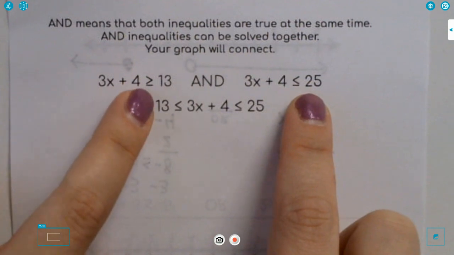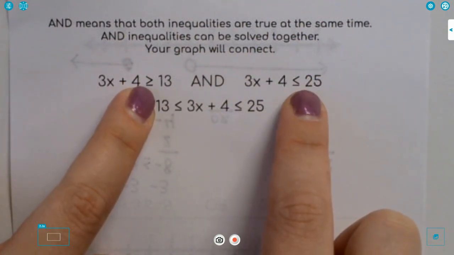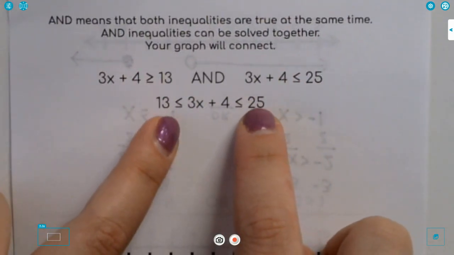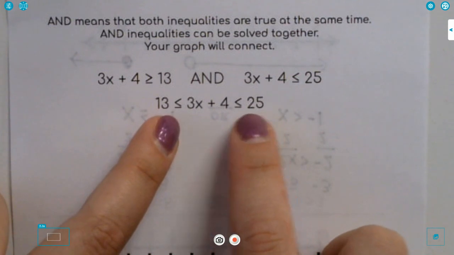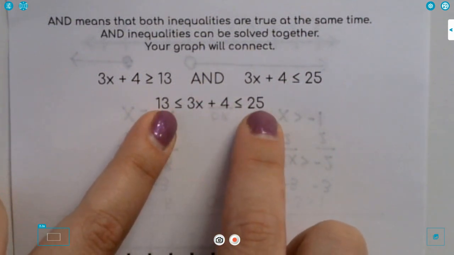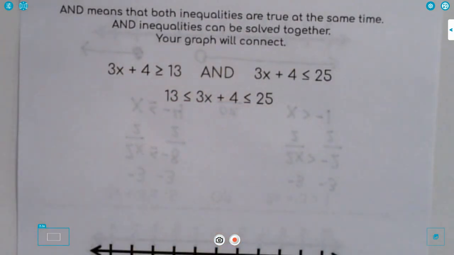Because if we are greater than or equal to 13 and less than or equal to 25, that means we're between 13 and 25. So we can have our inequality written like this, literally 3x plus 4 is in between 13 and 25. So when we solve these and graph them, our graphs are actually going to end up connecting. So it's going to be 2 dots and then the line will be in between them. So we've got 13 is less than or equal to 3x plus 4 is less than or equal to 25.